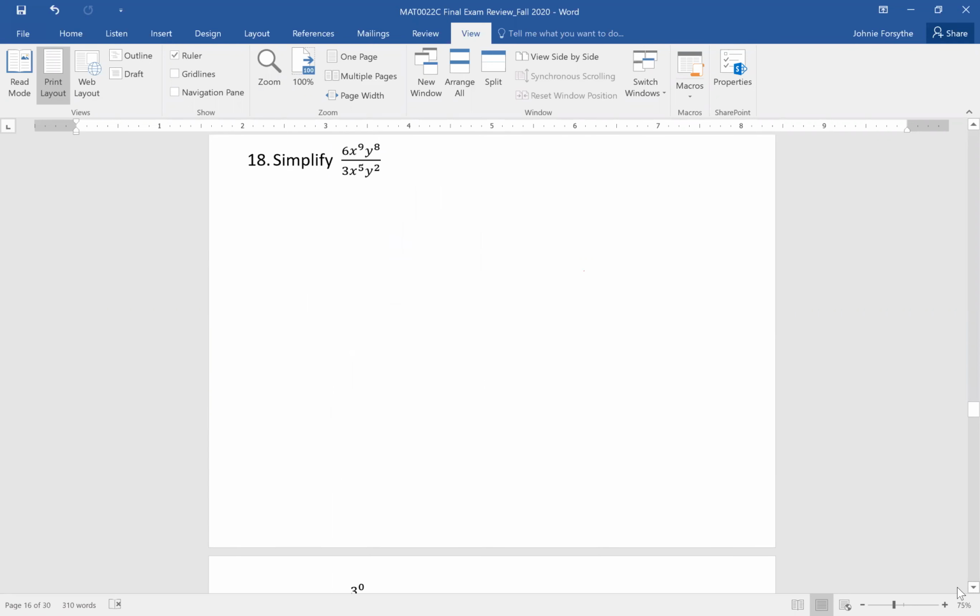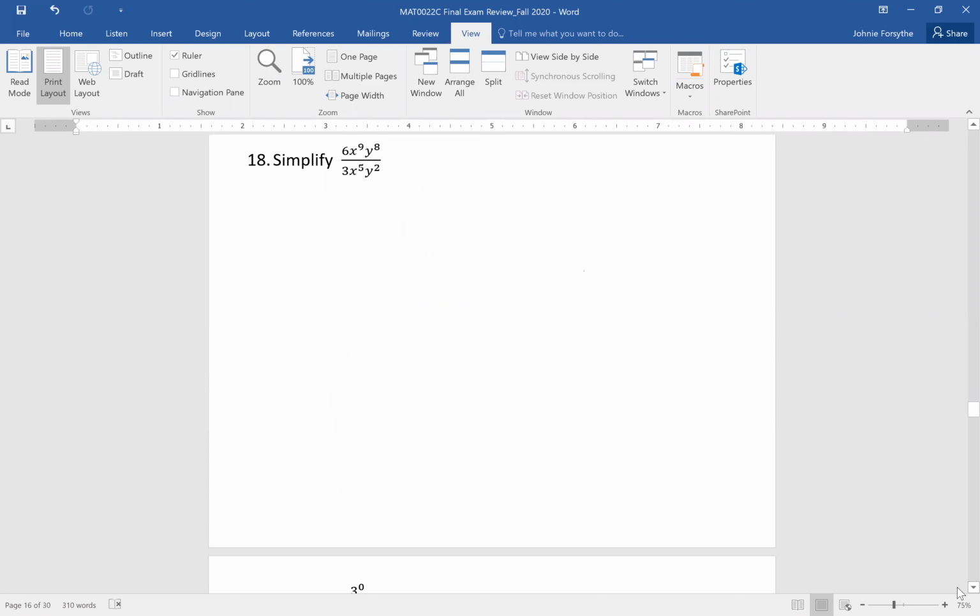Okay, now we're simplifying rational expression. Is that what that's called, John? Yeah, it can be. Yep. Okay. Yeah, a fraction is a rational expression.